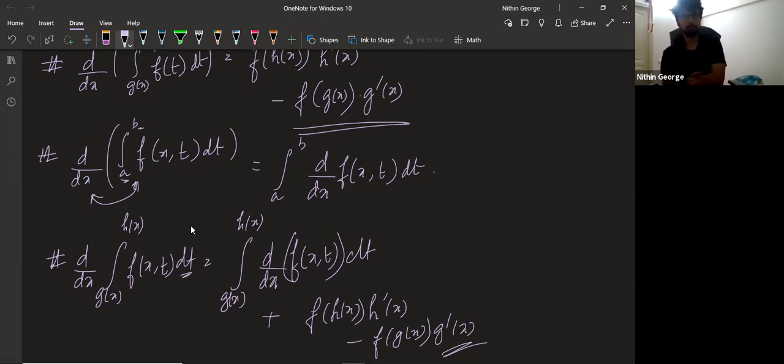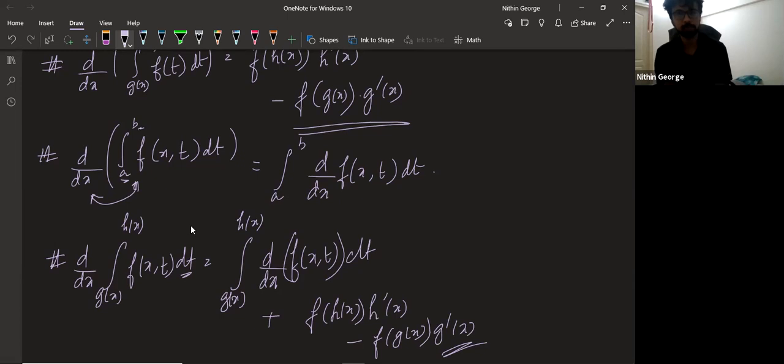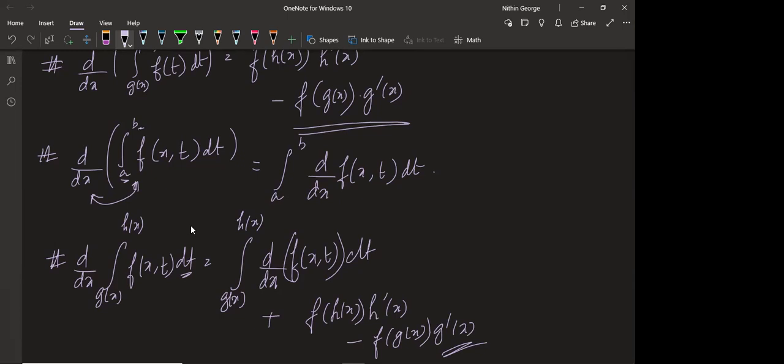Okay, please note this down, guys. Sir, the plus f of h of x, h dash of x doesn't fall under the integral, right, sir? No. It doesn't. Okay. Integrating only dt.